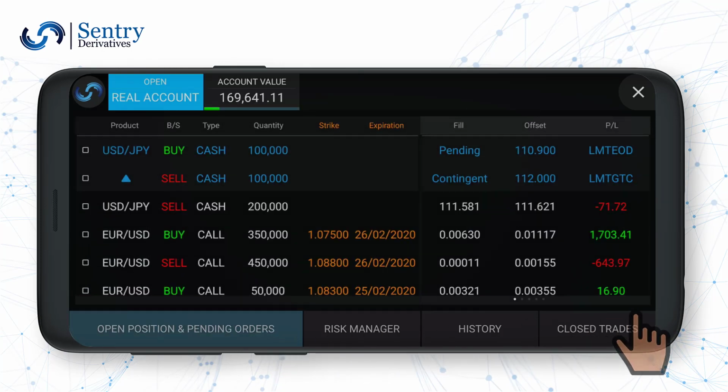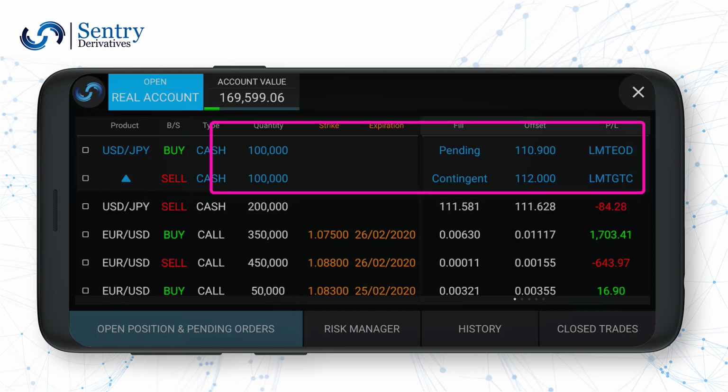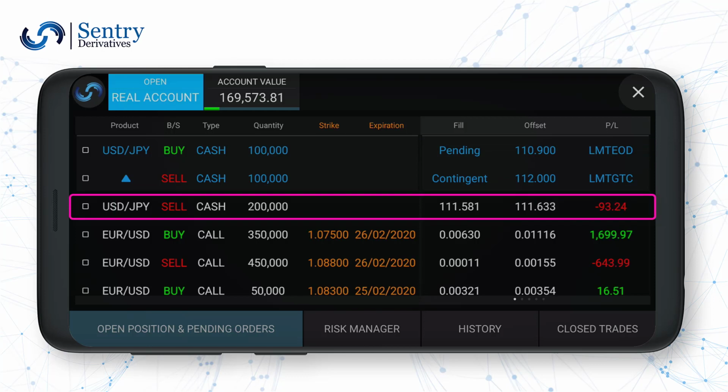Open positions at the top, we have the trade we just executed. It's all in blue because it was a pending order with a contingent take profit. Right below that, we have another trade where we bought dollar yen at 111.58. The current market, I can sell it for 111.63. I have an unrealized loss of $93.